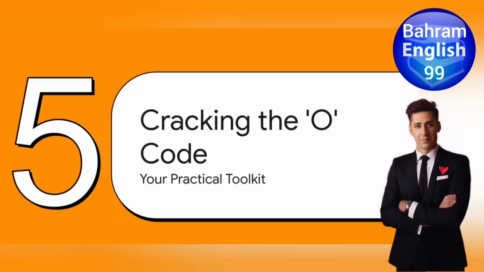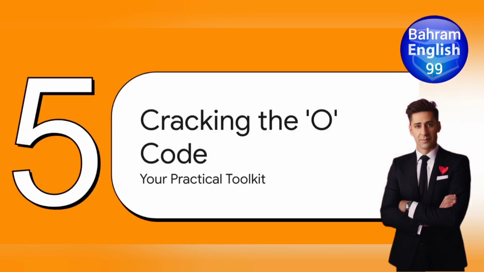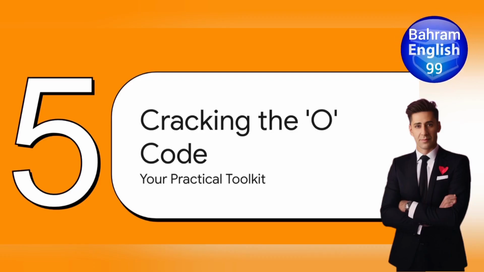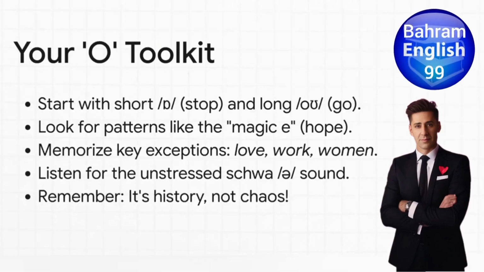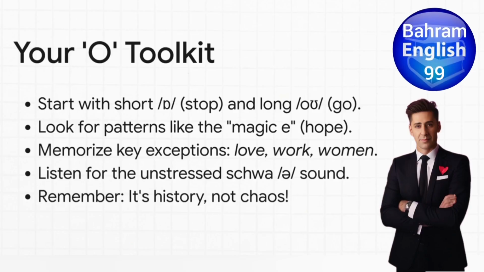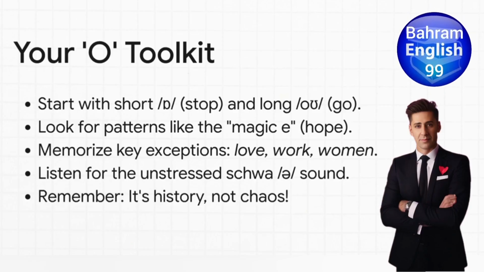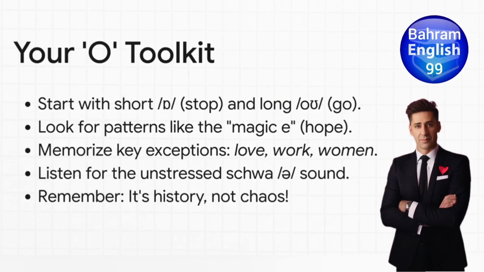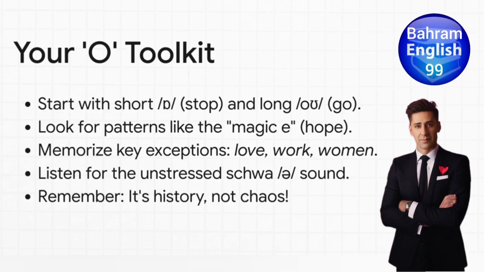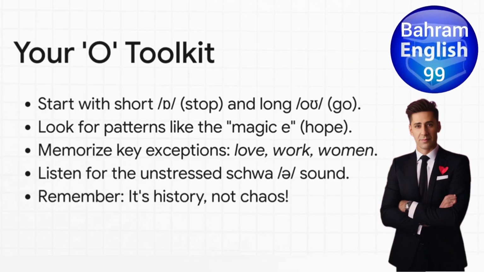So, now that we have all the pieces of the puzzle, the rules, the exceptions, the schwa, and the history, let's put them all together into a practical toolkit for tackling the letter O whenever you see it. Okay, so let's recap your new toolkit. When you see the letter O, start with the basics. Is it probably a short O, like in stop, or a long O, like in go? Then check for patterns, like that magic E. If those don't fit, ask yourself if it's one of our key irregular words, like love or work. For any longer words, always listen for that lazy, unstressed schwa.